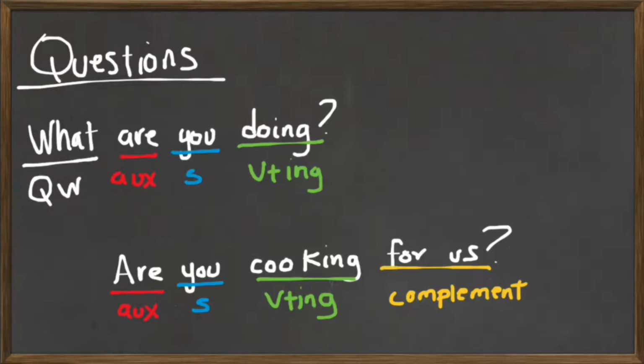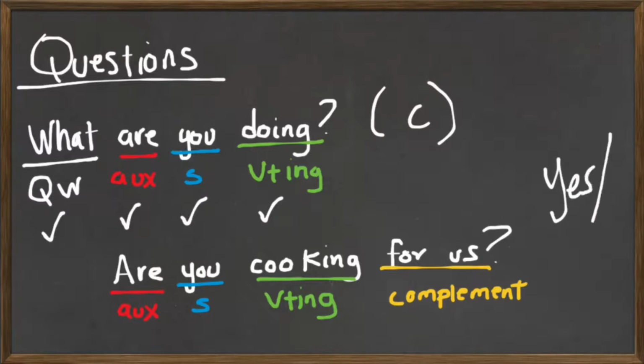Okay, the final part is questions. And questions, as we saw before, also have 4 parts. We're going to be using a question word if it's necessary, the auxiliary to be, the subject, and finally the verb plus ing. There might be a complement here if necessary, depending on the context of the question. If it's a yes-no question, one that requires a yes or a no, we only need the auxiliary to be, the subject, the verb plus ing, and the complement if necessary.